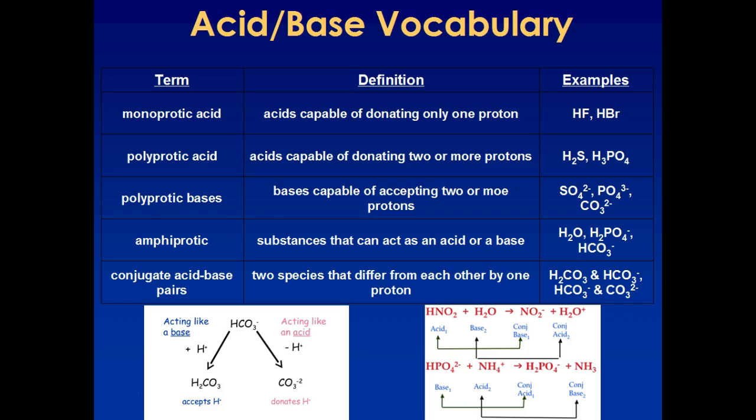If you are a conjugate acid-base pair, you have to differ solely by one proton. So in the example down here, HNO2 and NO2- differ by just one proton. H2O and H3O+, again, differ by one proton. And we see that in the example below as well.